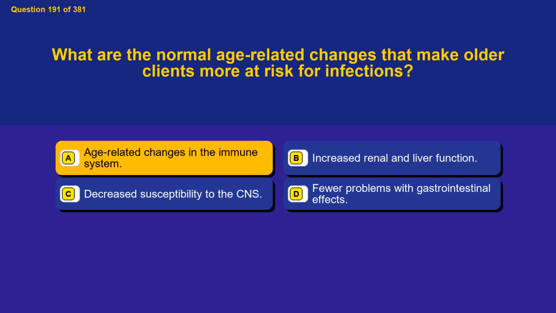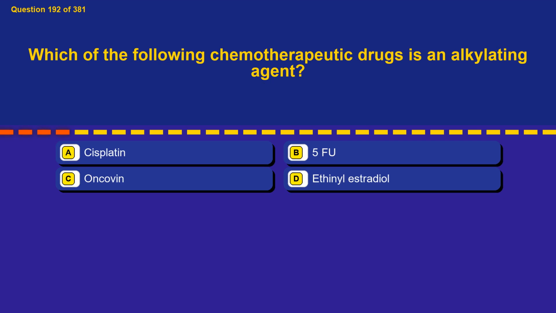The correct answer is option A, age-related changes in the immune system. Question 192. Which of the following chemotherapeutic drugs is an alkylating agent? Option A, cisplatin. Option B, 5-FU. Option C, oncovin. Option D, ethinyl estradiol.